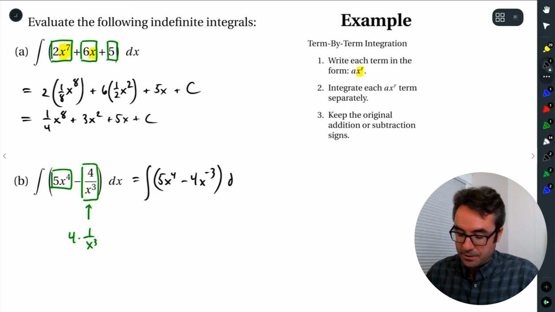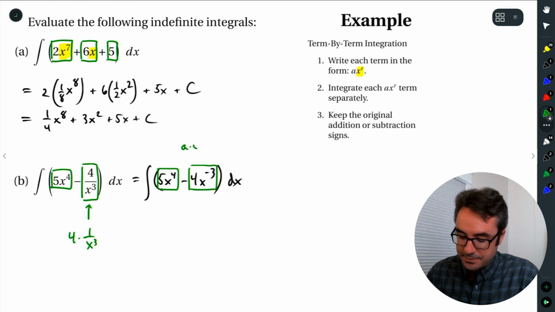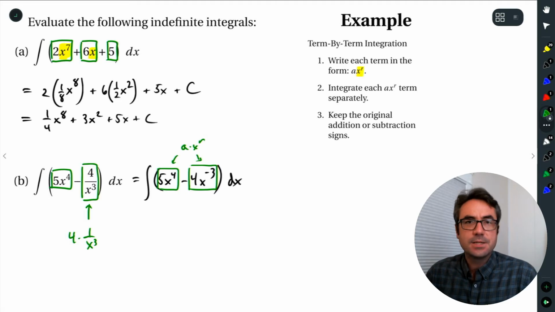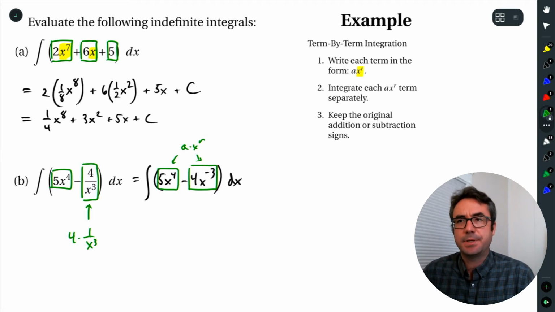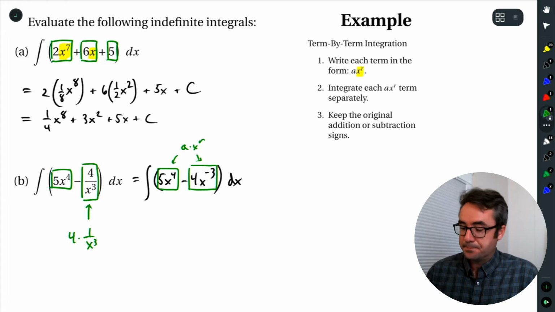All right, so there's our function. Now when we look at this, each of these is in a good format for integration. Each of these is in that correct format of a times x raised to the r. That's what we want, something we can actually integrate. All right, so now we're ready to go and do it.